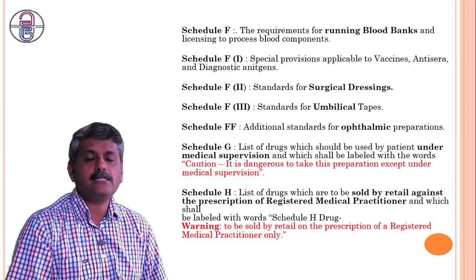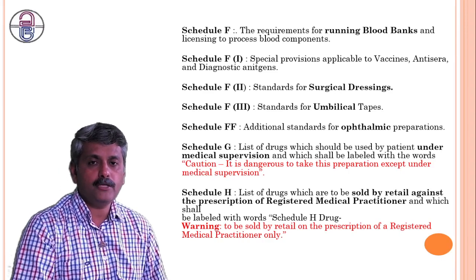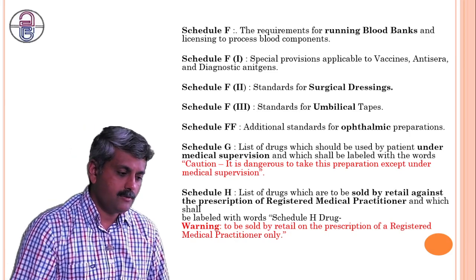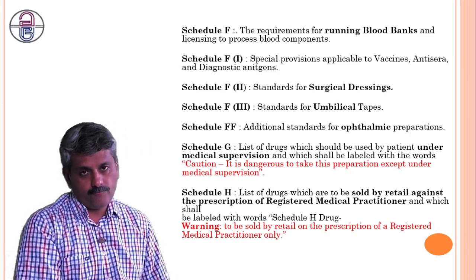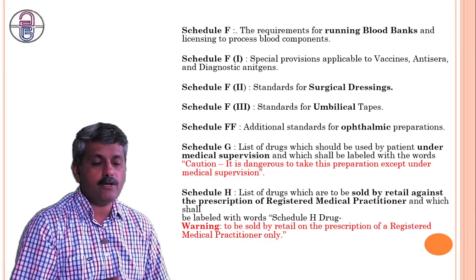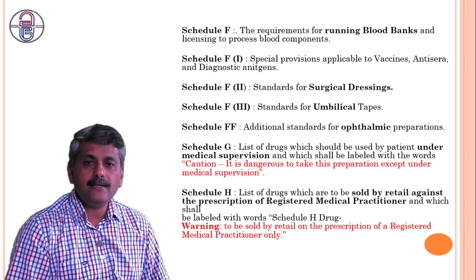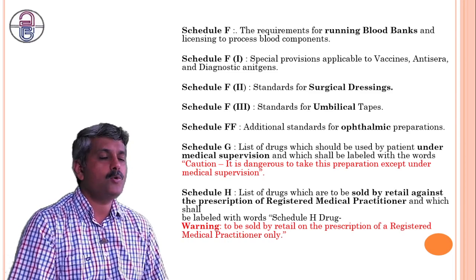In addition, nowadays schedule H1 has also been added according to the new amendment. Schedule H1 is also there. So with a schedule H drug there should be a warning. What should the warning be? The warning should be: to be sold by the retailer on a prescription of a registered medical practitioner only.